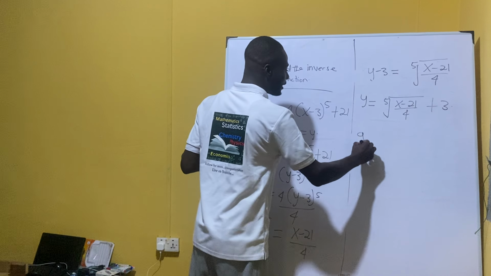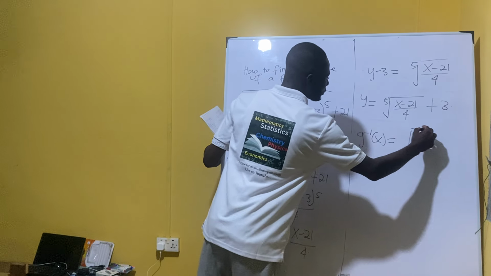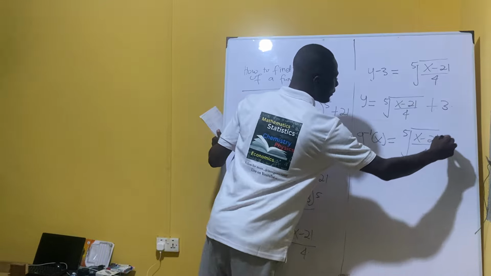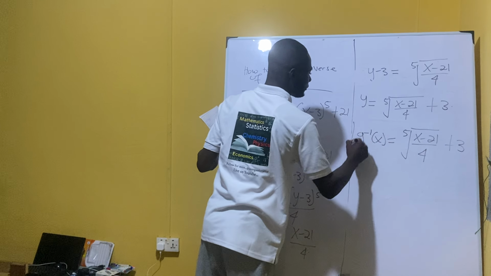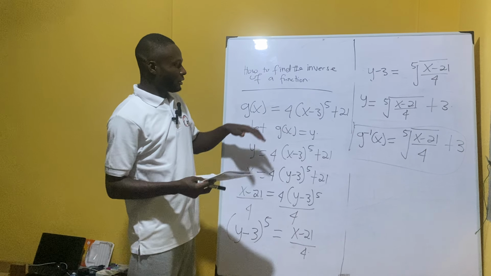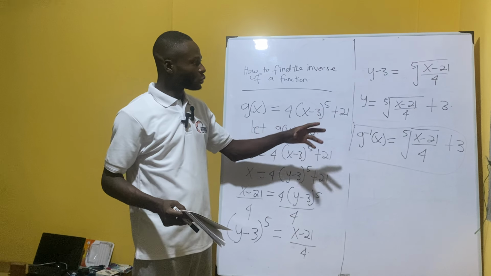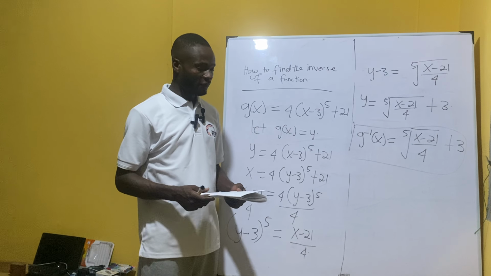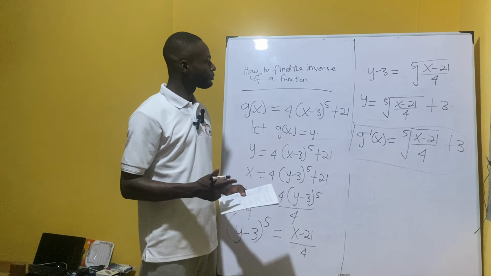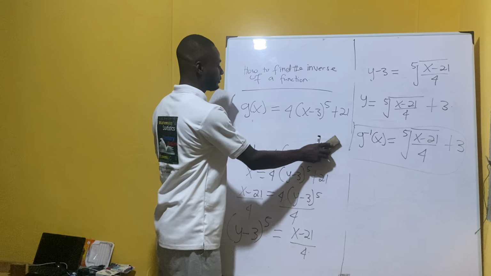So now we can say that the inverse of g of x is equal to the fifth root of x minus 21 over 4 plus 3. And this is the inverse of this particular function given, right? So this is our fourth problem that we have been able to work on, how to find the inverse of a function. Let's give out the last problem, and then we can close on how to find the inverse of a function.